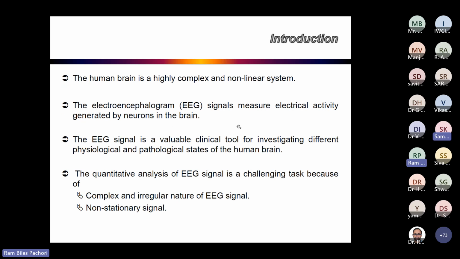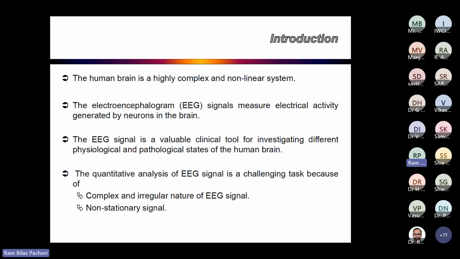The human brain is very complicated, and it is a highly nonlinear system. Even if you record EEG signals from the human brain, in four or five trials at a time, they will all be different. So there is a lot of variability. The electroencephalogram, which we call EEG, measures the electrical activity generated by the neurons in the brain. In the human brain there are millions of neurons, and they connect to each other to generate electrical activity, which is measured by the EEG signal.